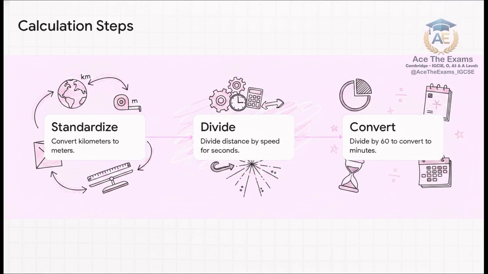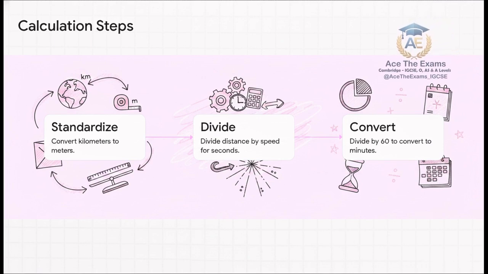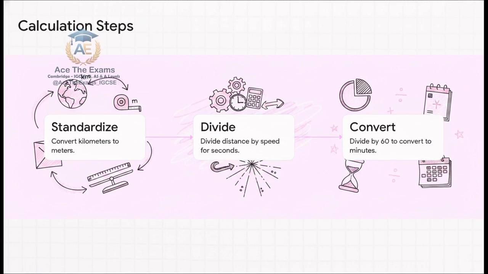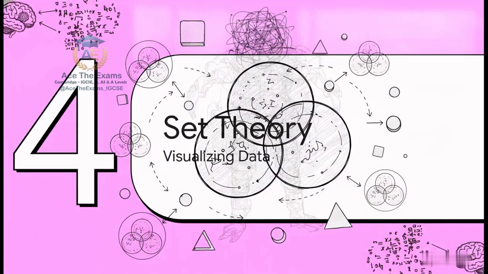Step 3. Read the command word. It asked for minutes, not seconds, so divide by 60. 2,593 divided by 60 gives us exactly 43.2 minutes. Boom, perfect execution. And finally, we arrive at Module 4, Visualizing Set Theory.